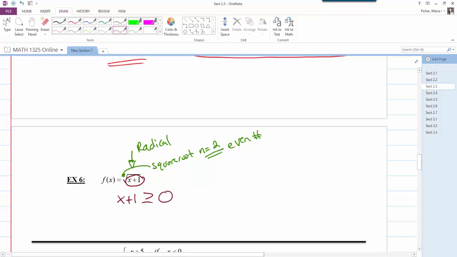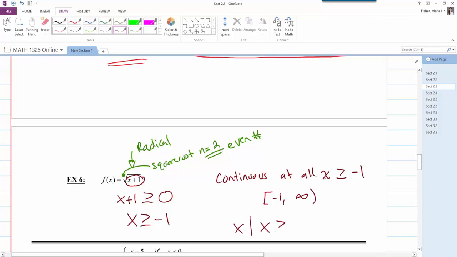Well, this is just a linear inequality. I subtract 1 from both sides, and I get x is greater than or equal to negative 1. So we can say we're continuous at all x greater than or equal to negative 1. We can have the interval notation of bracket, negative 1 comma infinity, or we could just have it as x such that x is greater than or equal to negative 1. All three of these are equivalent answers.